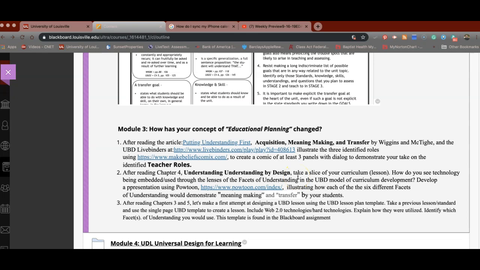We're not going to be using the big, long, who's it and what's it and all those other things that we could be using with the UBD template. We're using just a single page one. I think you'll find it's very simple to use.